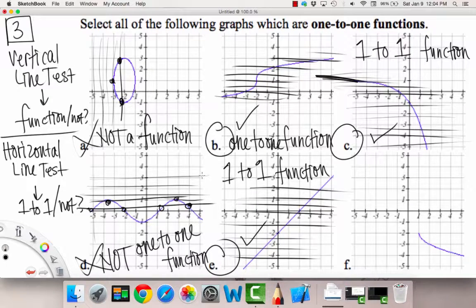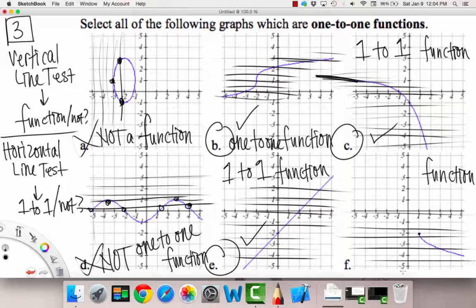Lastly we have F. This one is a little bit weird because the graph starts there and continues on to the right. But nonetheless, let's see if it's a function or not. We have the vertical line test, and everything looks good here, so this is a function of some sort. Let's see if it's one-to-one with the horizontal line test. It crosses once here, once, and it'll just keep going on and on, so this is a one-to-one function. So the answers are B, C, E, and F.